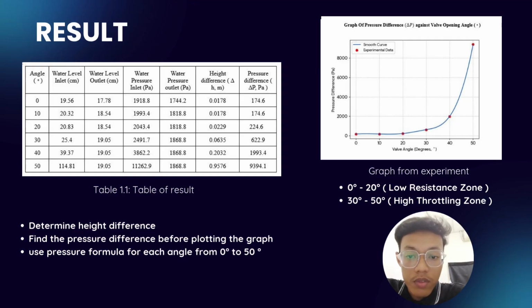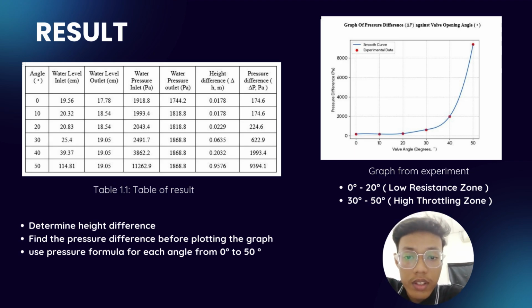To verify this physical observation, we apply the hydrostatic pressure formula. Delta P is equal to rho g delta H. For instance, at 50-degree angle, the height difference of 0.957 meters translates to a significant pressure drop of 9,394.5 Pascal or 9.39 kilopascal, proving that the restriction of flow leads to a massive accumulation of static pressure at the upstream section. The relationship between the valve angle and pressure loss is further clarified through the generated exponential curve.